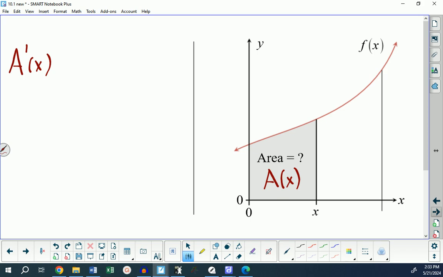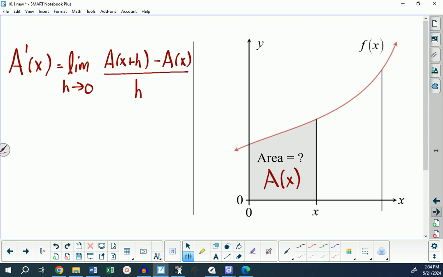So how do we determine the derivative of a function if we don't know the function? Well, we use the definition of the derivative. The derivative of any function is the limit as h approaches 0 of the function at x plus h minus the function at x all over h. So A prime of x is going to be the following. It's going to be the limit as h approaches 0 of A of x plus h minus A of x all over h. All right.